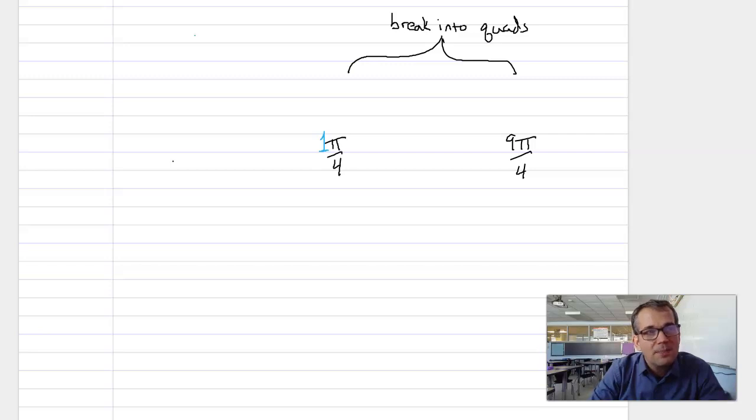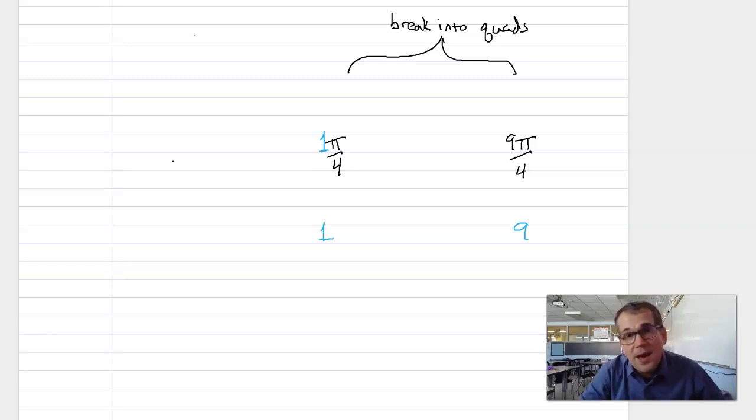I want to split the interval from pi over 4 to 9 pi over 4 in half, and then those halves into halves. Since they both have a pi and they both have a 4, I can just think right now about what those coefficients on the pi are. And I can try to find the halfway point between those numbers. Once I know that halfway point, I can tack a pi over 4 onto it, and it's going to be this halfway point of those new values.